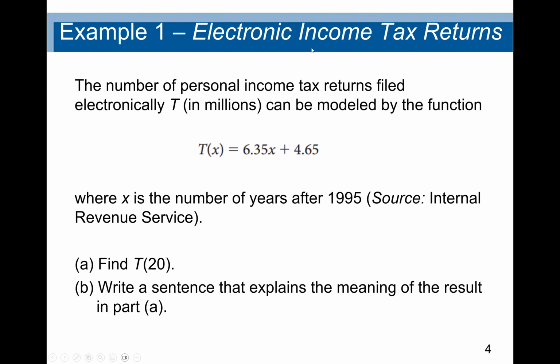Example 1, electronic income tax returns. Here we say the number of personal income tax returns filed electronically, T, in millions, can be modeled by the function T at x equal to 6.35x plus 4.65. Now, x is the number of years after 1995. Here they say we should find T at 20, which means at 20 years. Then after that, we'll write sentences that explain the meaning of the results in part A.